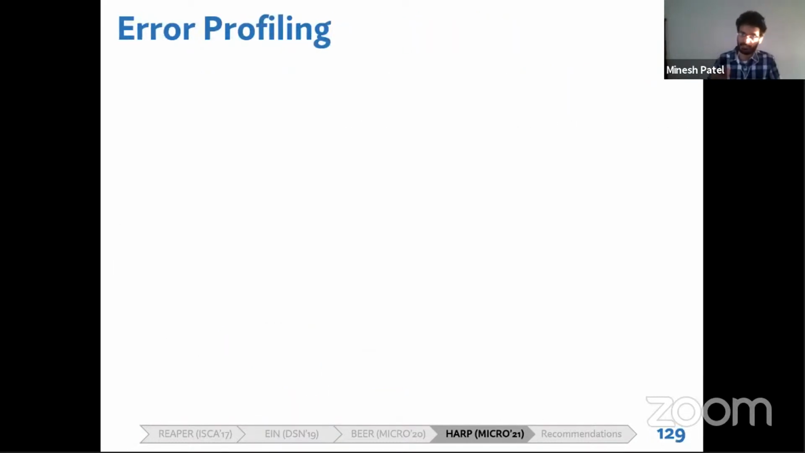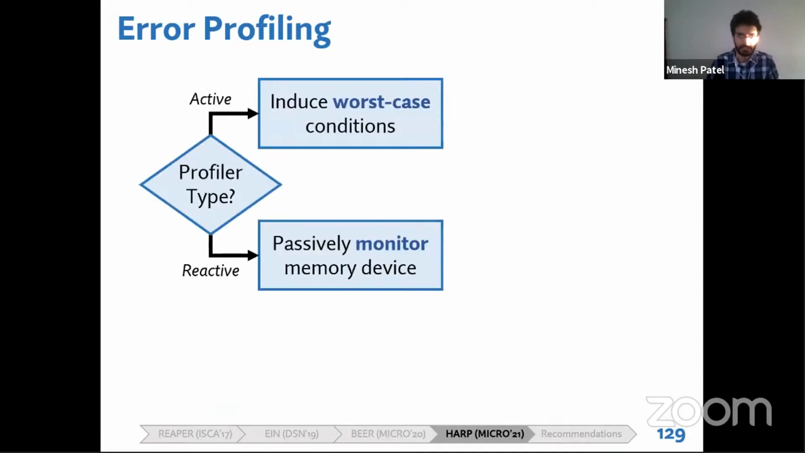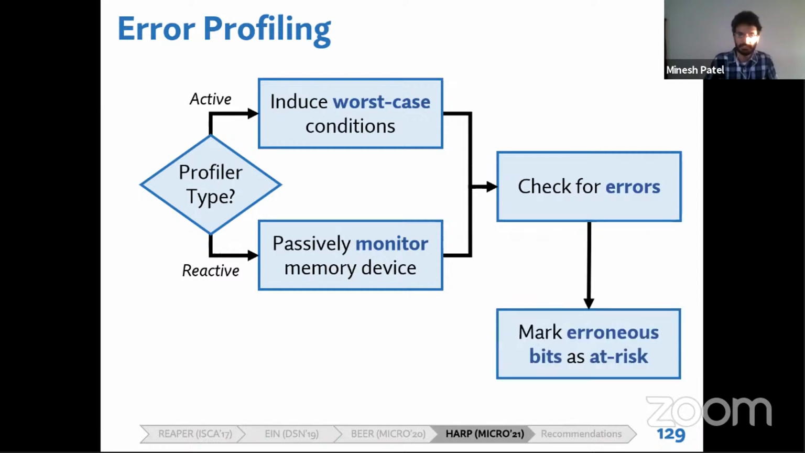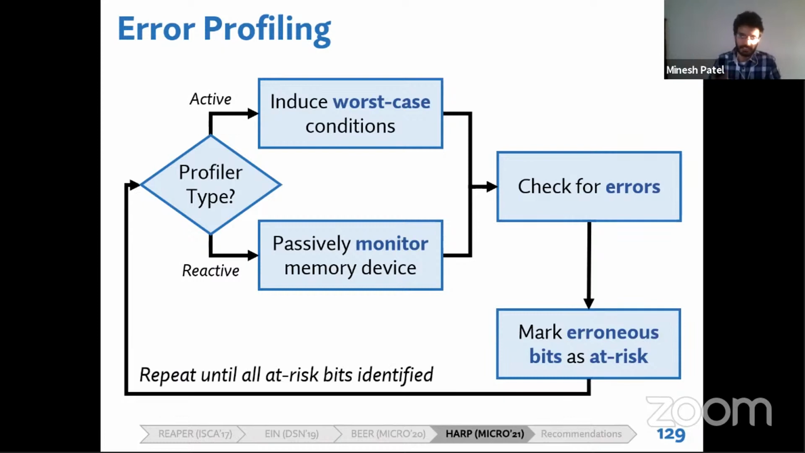So let's take a look at how error profiling is typically done. Here I am going to show a quick flowchart of a typical error profiler. There are typically two major types of profilers, which we refer to as active and reactive profilers. Active profilers deliberately induce worst-case conditions to exacerbate errors. In contrast, reactive profilers passively monitor the memory device to discover errors as they occur. Regardless of the approach, both check for errors that occur and then mark these erroneous bits as bits at risk of error. And this process repeats until all the at-risk bits are identified.